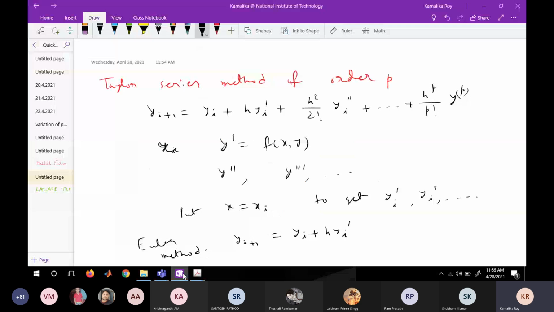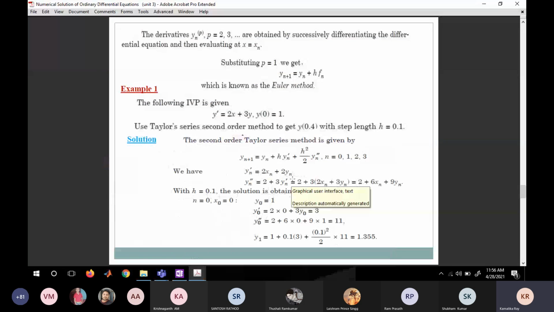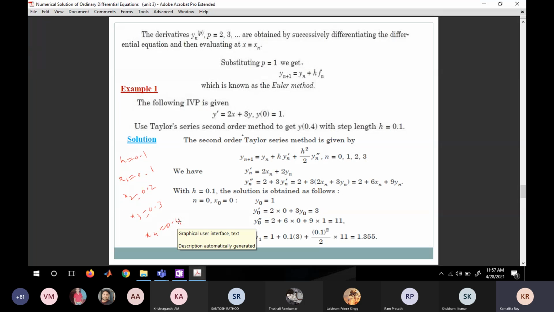So the first work is, h is 0.1, so x1 is 0.1, x2 is 0.2, x3 is 0.3, and x4 is 0.4. And what will be the Taylor series method of second order? You have to take p equals 2, so this will be yn plus h yn dash plus h square by factorial 2 yn double dash.